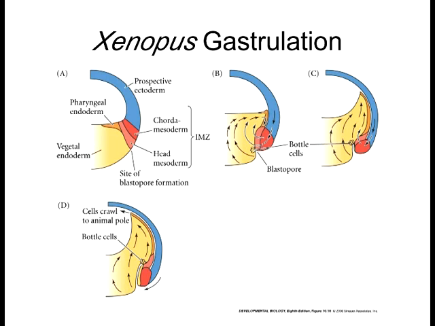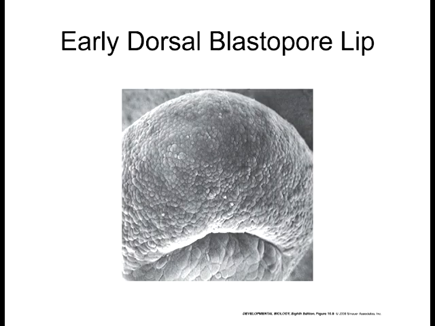Do you remember what involution is? It's where one set of cells will move underneath another sheet of cells. That's one of the gastrulation movements. So right here, this is where the gray crescent occurs. These cells are a group of cells, which we call the bottle cells, that will start involuting and start the initial stages of gastrulation. Now, you can see this right off the bat. This is what we call the dorsal blastopore lip.